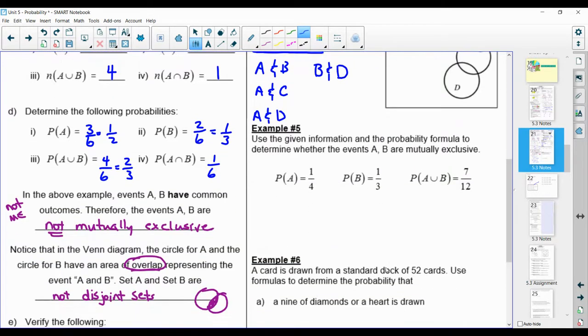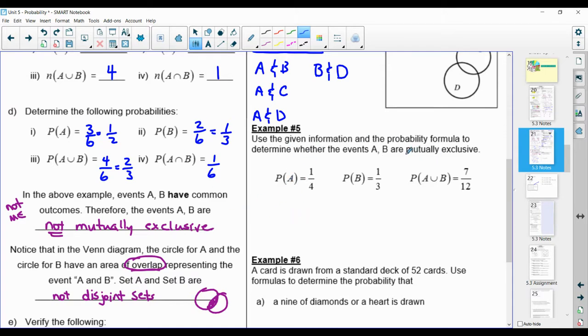Quite commonly, especially when we had the diploma exam, questions are often asked. You're given information like you're going to see in example 5 here, and you're just asked, are they mutually exclusive or not? So quite often you're asked to use a formula to verify whether this is the case or not. So here it says, use the given information and the probability formula to determine whether events A and B are mutually exclusive. So literally this just means plug it into a formula and see if it's true.